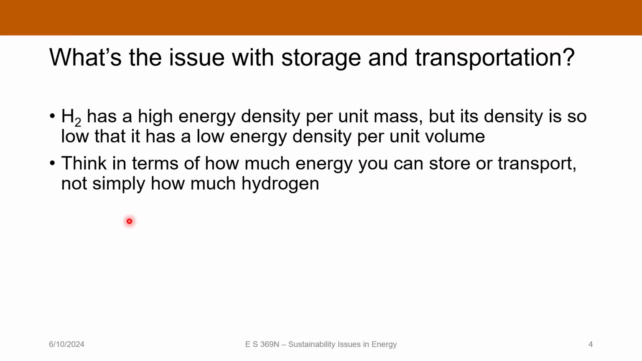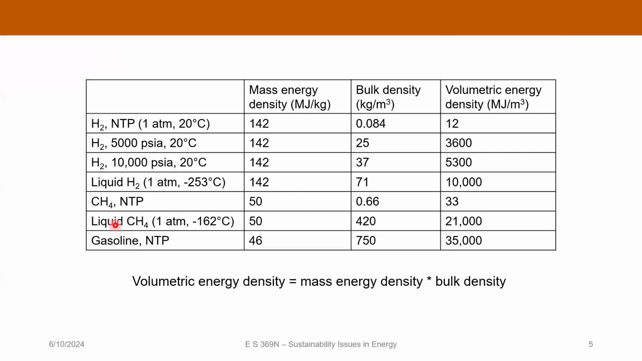A better way of thinking about this is if you compare the rate of energy transport or energy storage per unit mass or per unit volume. That makes it a little easier to compare, because really what we're doing whenever we're moving hydrogen around is moving energy around, because we're using hydrogen for energy. So here are some comparisons of mass-based energy density and volumetric energy density between hydrogen at different conditions and then natural gas.